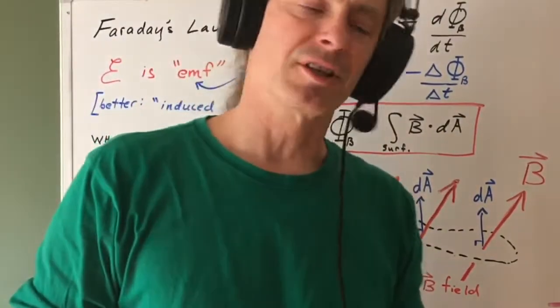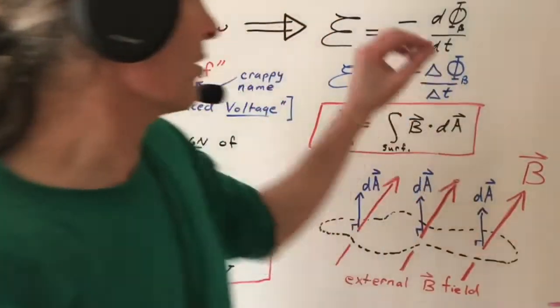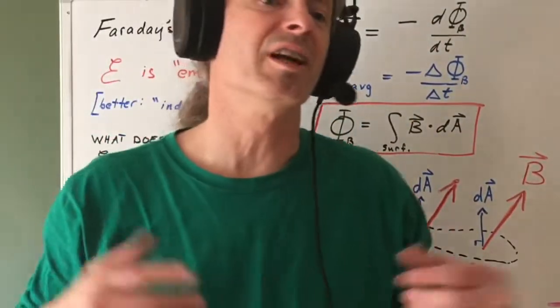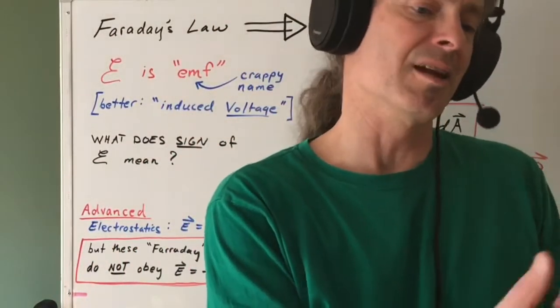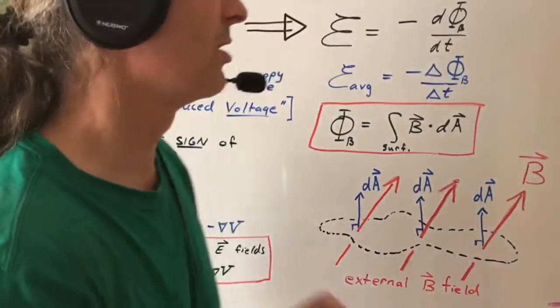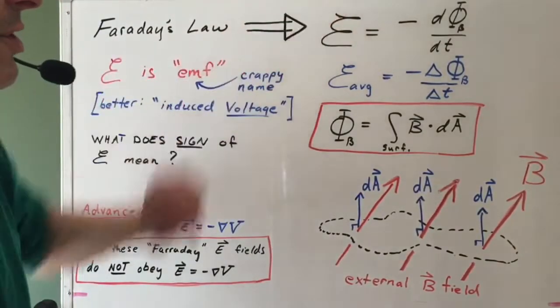Later, when we do circuit problems and we have a calculation like this in a real circuit, this number of volts that we calculate here will have the exact same impact on a circuit as a battery with that same potential difference between the terminals. Okay, so that's why I like to say the way to think of this is an induced voltage.